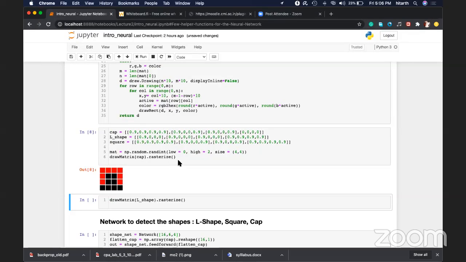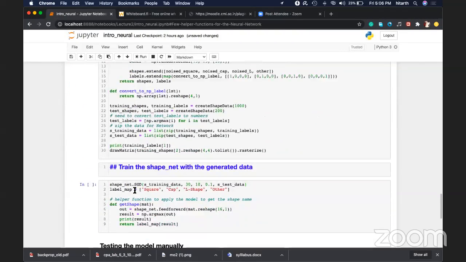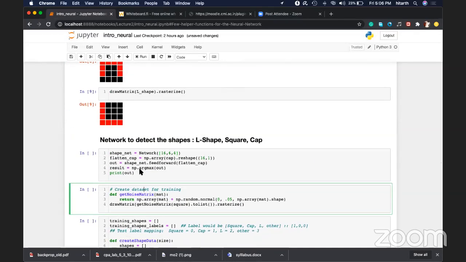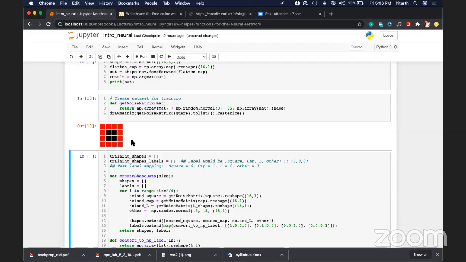Okay, this is a cap, this is a square, and we add noise to it, so it's not that dummy an example now. We add noise to all this matrix, and what you get ultimately is, let me just call this function. Yeah, so you get a noised version of this shape.